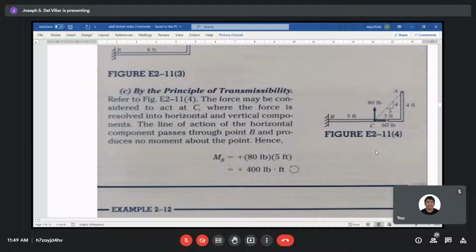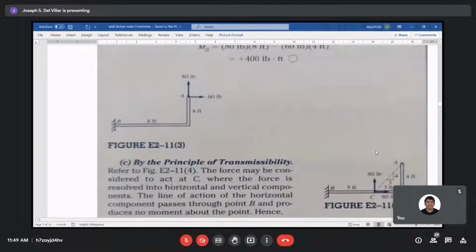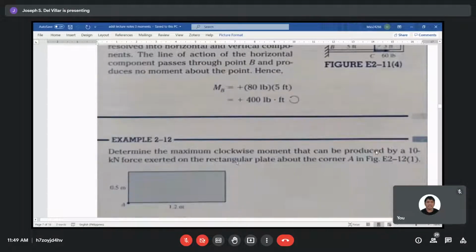80-60. Kaya lang, yung 60, siya yung dumaan sa pivot, wala na siyang moment. So ang gagawin nyo, ang may moment lang is 80 times 5. Ito lang. Yung 80 pound force times 5, yun na yun. Moment at point B. Nawala na si 60 kasi nga, pag in-extend mo yung line of action niya, dadaan sa pivot point, which is zero moment. Okay? So using transmissibility, using Varignon's theorem, you will get the same result.